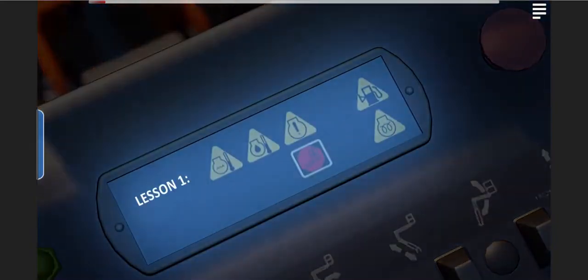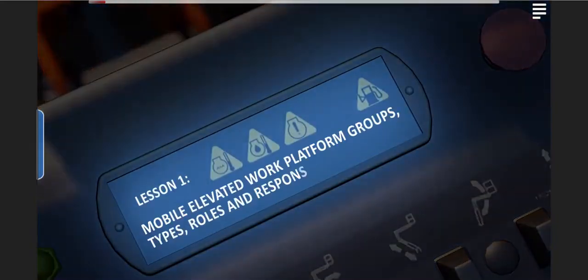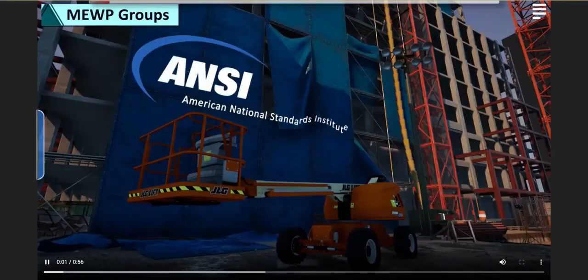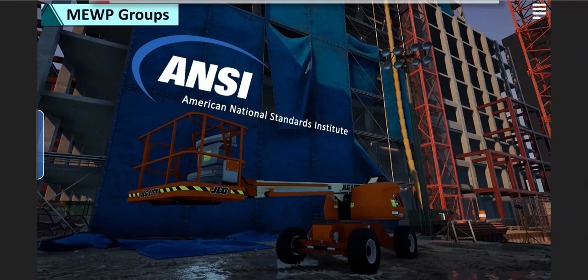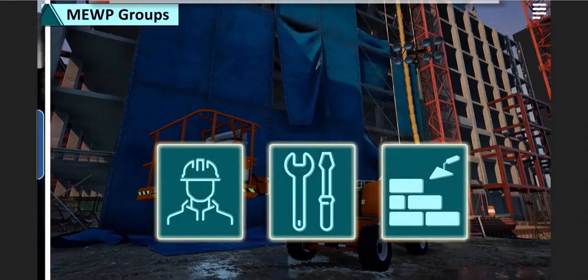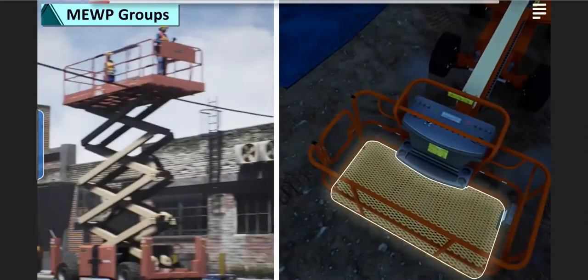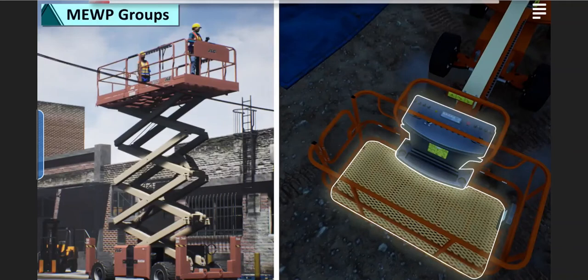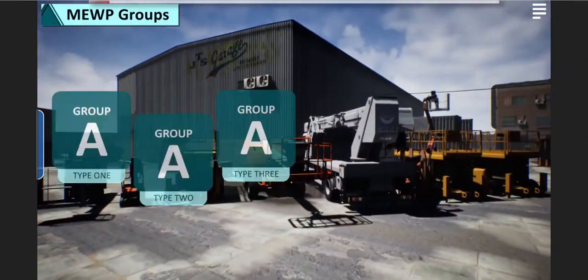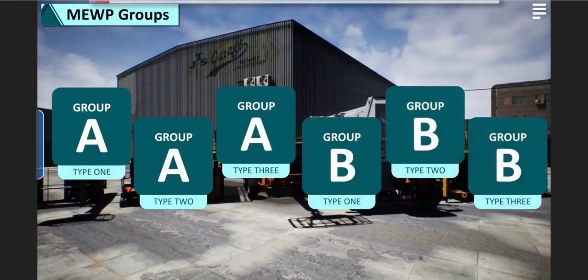Lesson 1. Mobile Elevated Work Platform Groups, Types, Roles and Responsibilities. The American National Standards Institute, or ANSI, defines a mobile elevated work platform as a machine/device intended for moving persons, tools, and material to working positions, and consisting of a work platform with controls and an extending structure mounted on a mobile chassis. ANSI classifies MEWPs by both group and type.